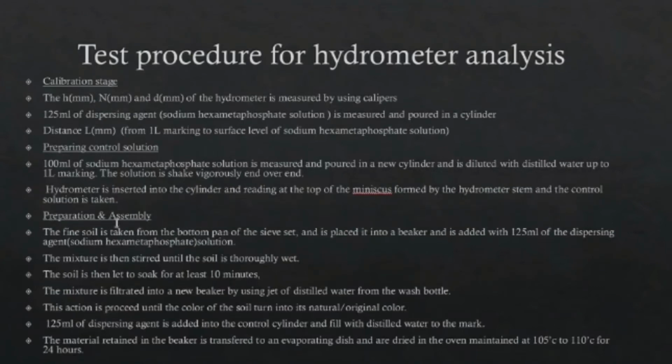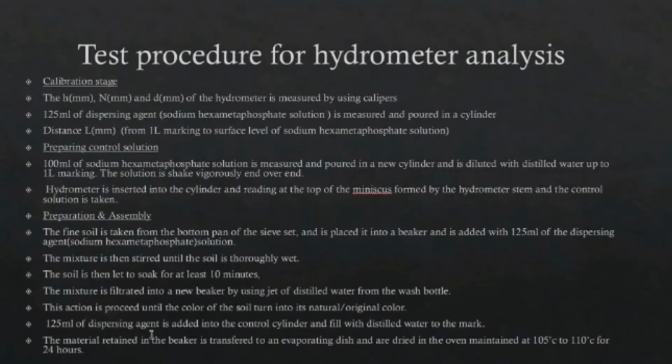Next is the preparation assembly. The fine soil is taken from the bottom pan of the sieve set and is placed into a beaker and is added with 125 ml of the dispersing agent, which is sodium hexametaphosphate solution. The mixture is then stirred until the soil is thoroughly wet. The soil is then left to soak for at least 10 minutes, and next the mixture is filtered into a new beaker by using a jet of distilled water from the wash bottle. This action is continued until the color of the soil turns into its natural original color.